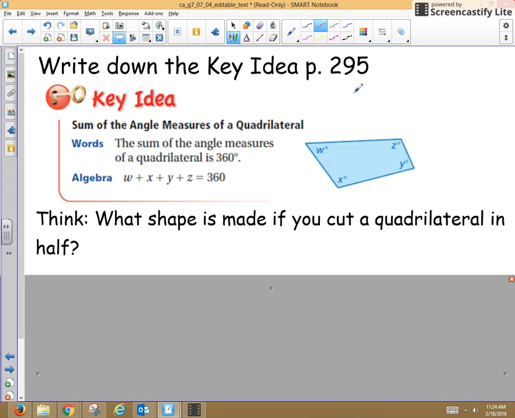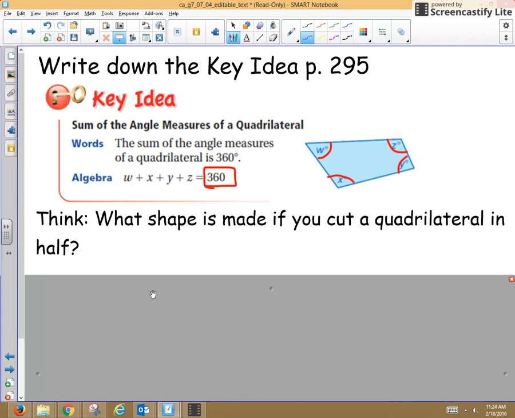On page 295, we have our next key idea, and this is about the sum of the angle measures of a quadrilateral. It says the sum of the angle measures, the measures inside the quadrilateral, always add up to 360 degrees. So if we added angle W plus X plus Y plus Z, it would equal 360. So I would like you to copy down the key idea.